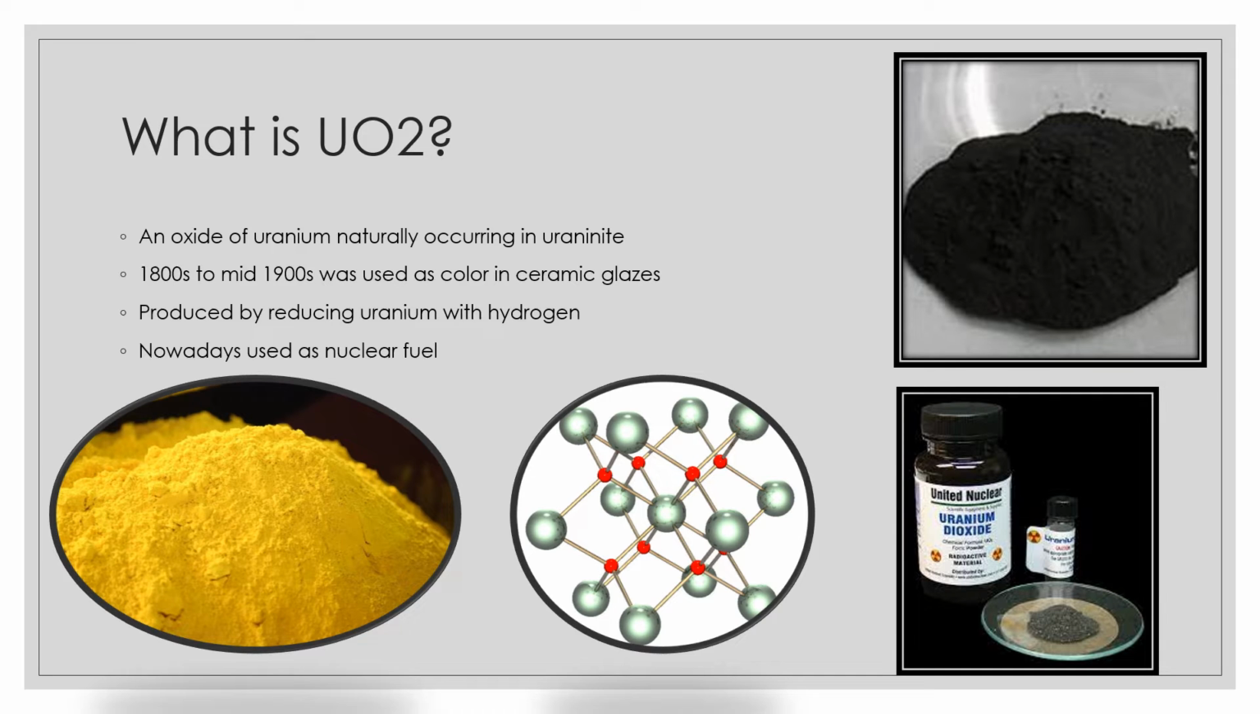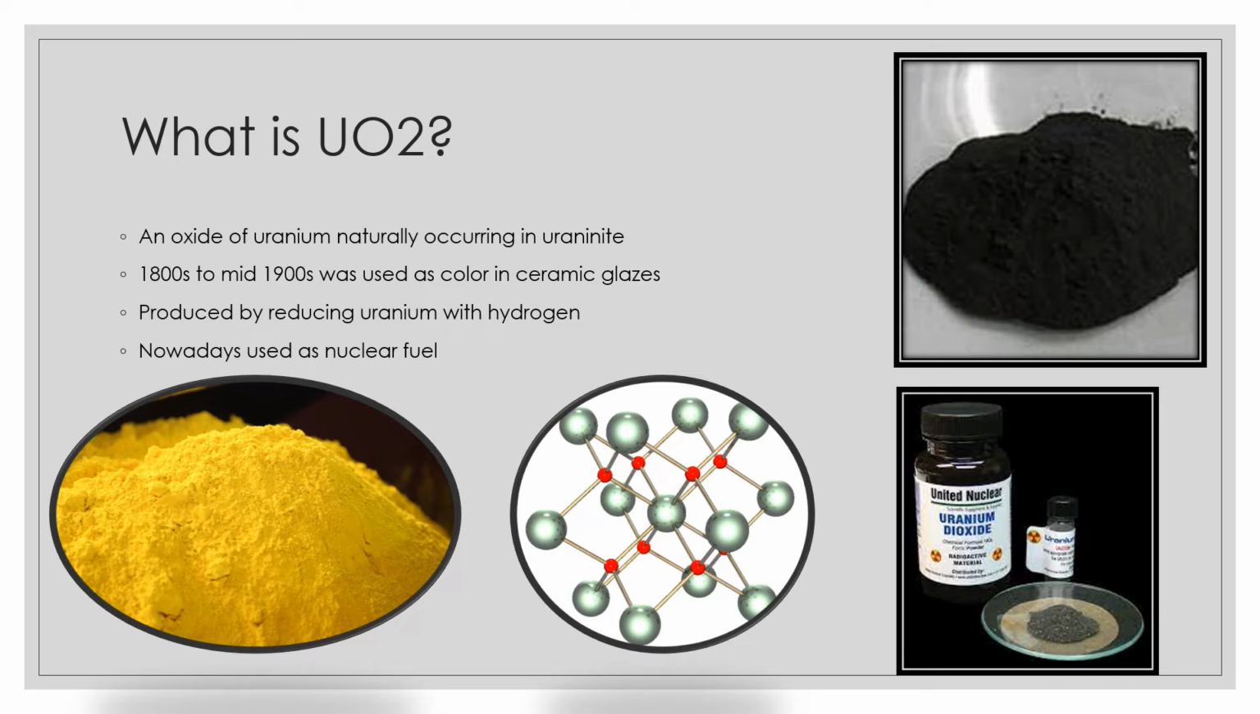And a mixture of uranium and plutonium dioxides is used to make MOX fuel, which is one of the main fuels used nowadays in the nuclear world. But from the 1830s to the 1950s, it was used as a yellow and black color in ceramic glazes and glass until the adverse effects of radioactivity were understood.